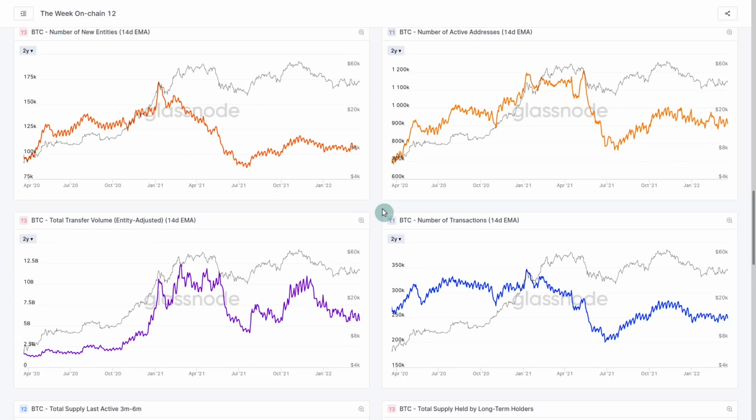Now, one metric that is quite different actually is the total transfer volume. And I'm looking at this on an entity adjusted basis, which is trying to remove all the internal transfers by exchanges and things like that. So it's a much cleaner signal. Now, what we saw after the 2017 top is that our transaction volume peaked and then completely blew up. So all of the users who came into the network and pushed us up to $20,000 were essentially removed from the market almost immediately after that.